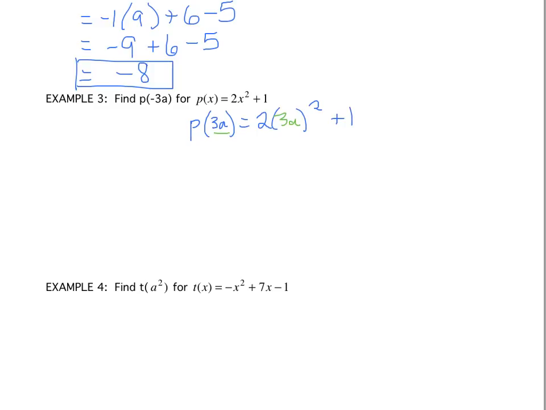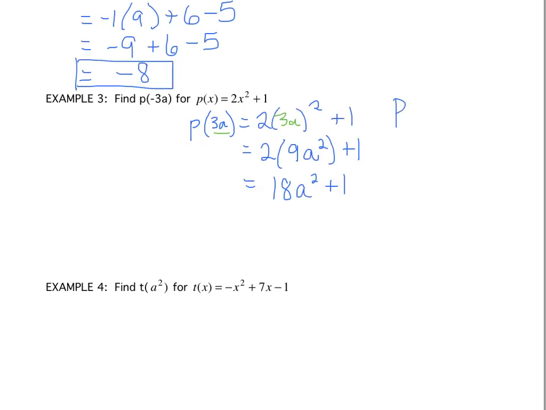Okay, so evaluating this, we're going to get 2 times 3a to the second power. This is from the first section of the chapter. You have to square the 3, giving you a 9, and then you have to square the a, so you get a squared, plus 1, and you get 18a squared plus 1.